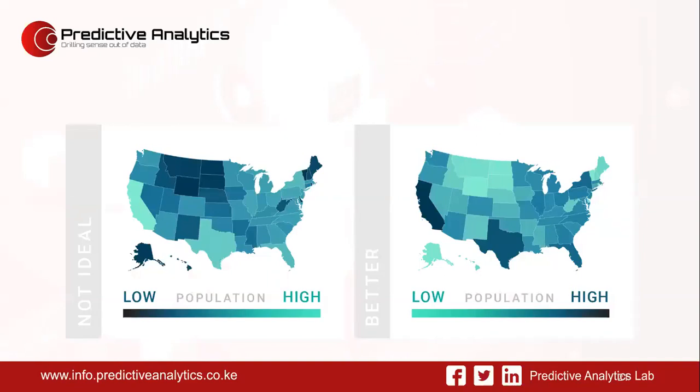As you can see here on the left, we have a map. This is the choropleth map that I was talking about. For example, I can say this is an example of density of population. So here on the left, what is not ideal is to use a dark color for low and a lighter color for high, while on the right, we have what is ideal, where you are using a lighter color for low and a darker color for high.